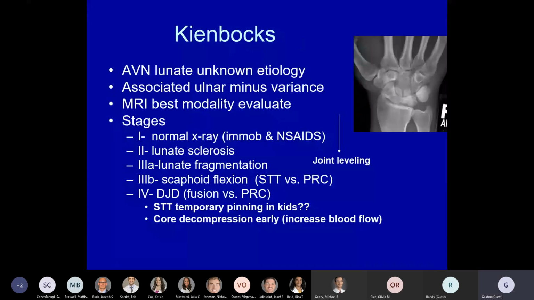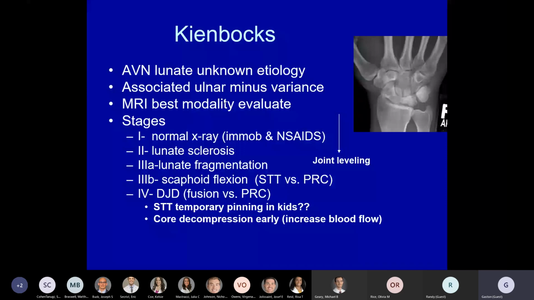Kienbock, AVN of the lunate. If they give you Kienbock and the overall lunate is kind of still okay, it's not just totally dissolved, then it's like a radial shortening with or without a vascularized graft. If they give you a lunate that's just gone, then I'd be looking for a PRC or a partial wrist fusion.